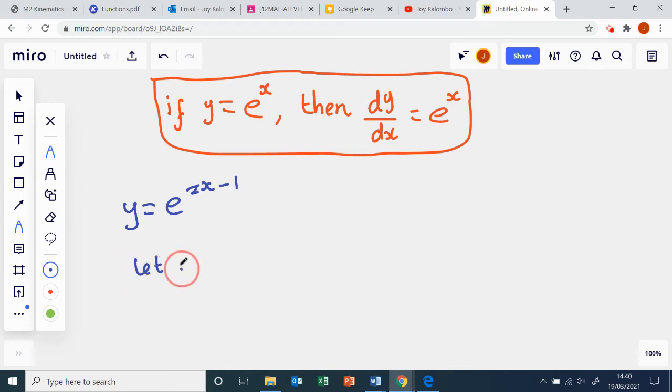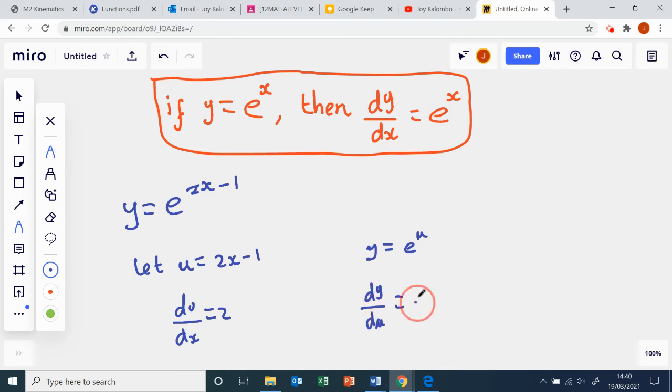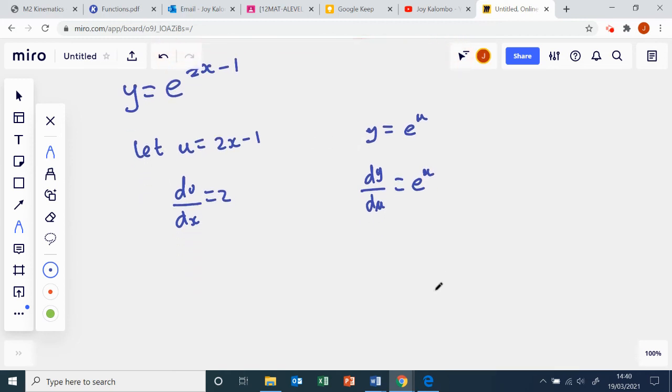So let u equal the inner function, 2x minus 1. That means that du dx is equal to 2. And of course, we have that y equals e to the power of u. So therefore, dy du is equal to e to the power of u. After doing this enough times, you'll probably start to notice some shortcuts, but it's okay. We'll carry on. dy by dx is equal to dy du multiplied by du dx.